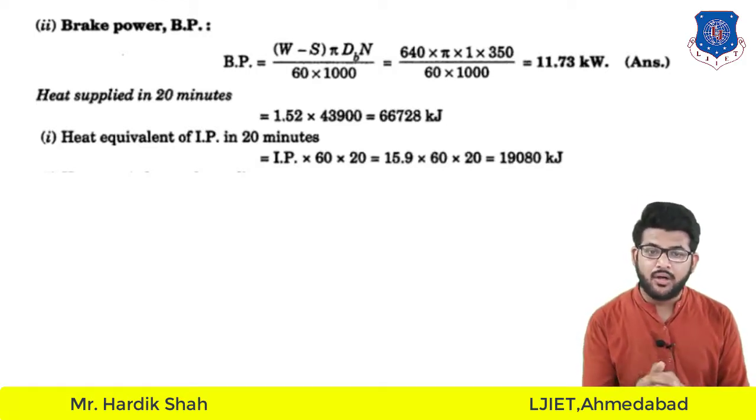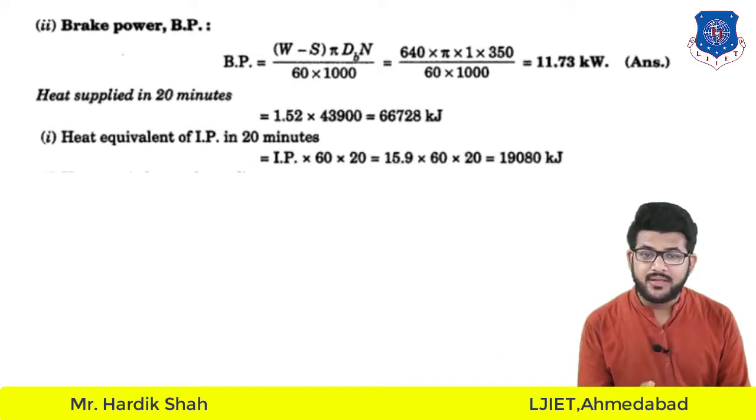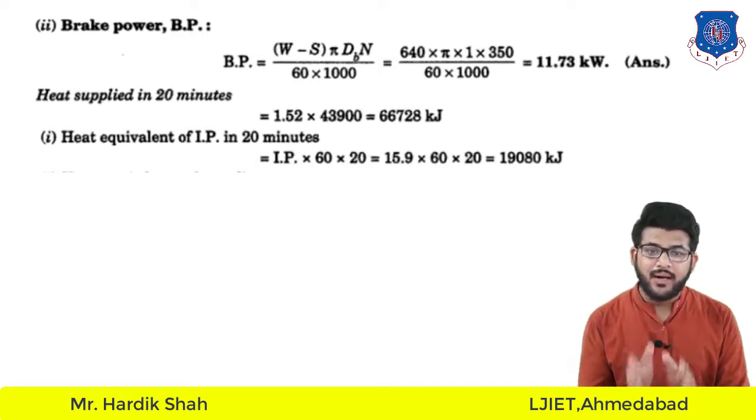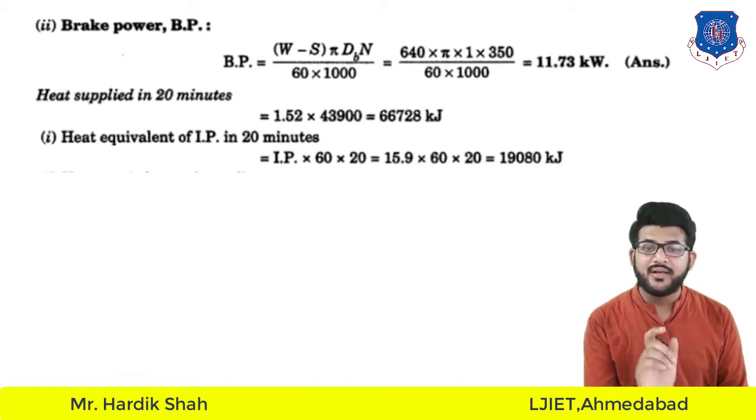Okay, I am repeating all things again. For IP it was per second, so we will convert into minute. So we have written here 60, we need it for 20 minutes, so we have written here 20 also. By multiplying all of this, we will get 19080 kilojoule. So this was the main heat generated inside the engine.